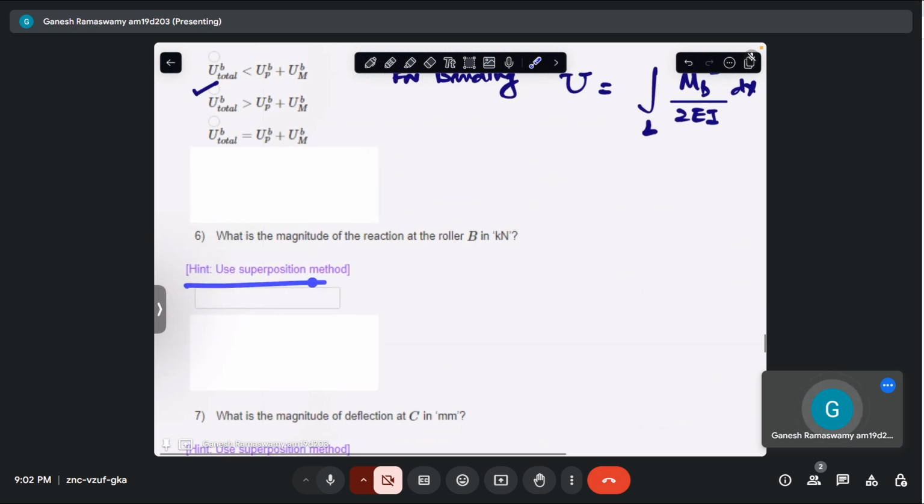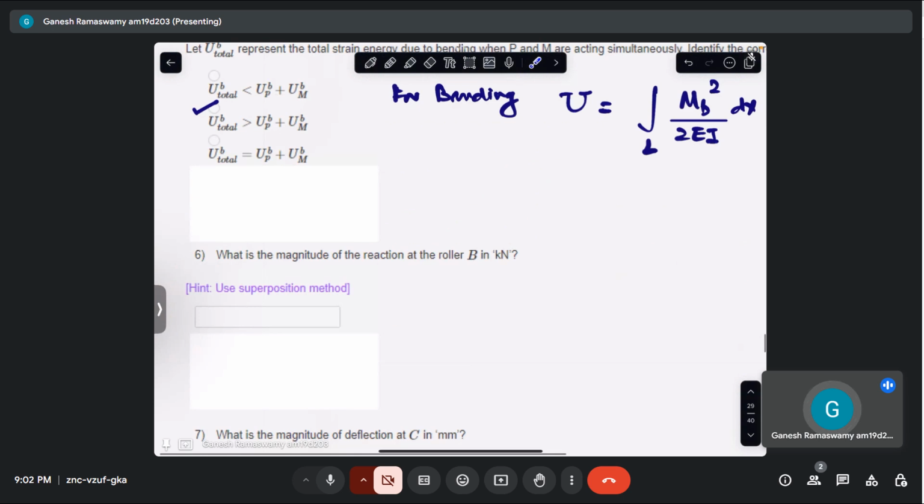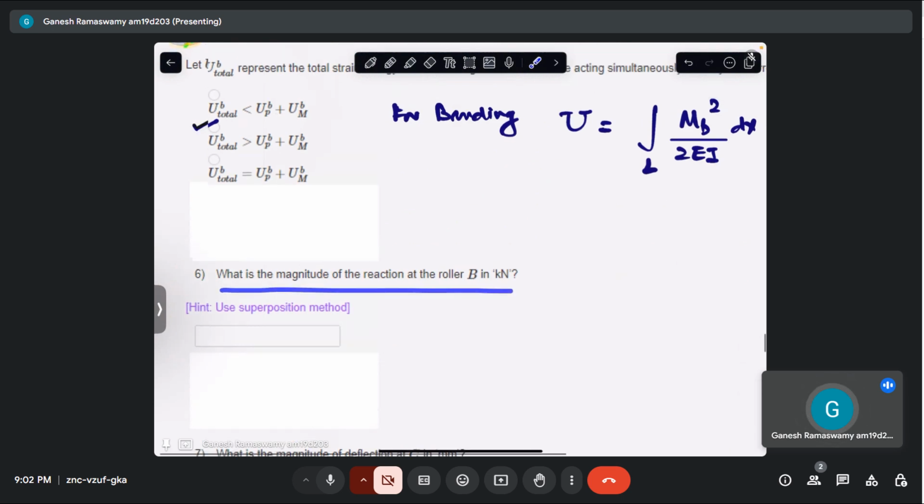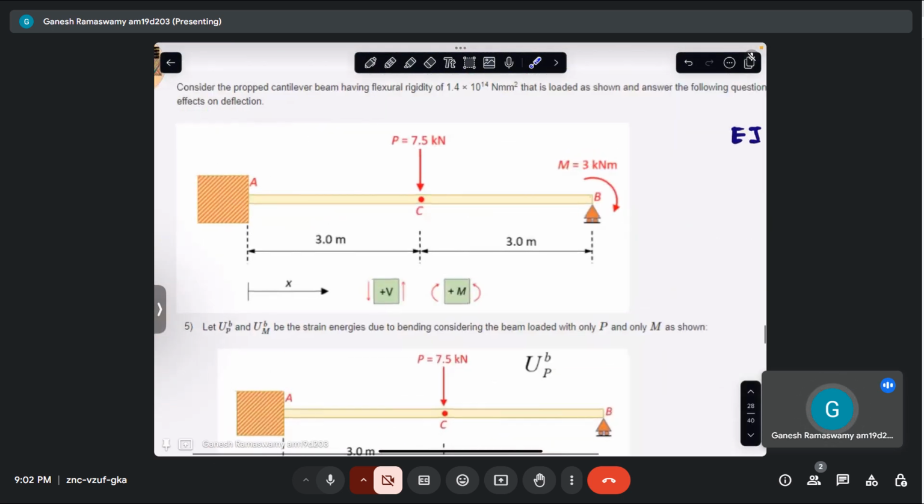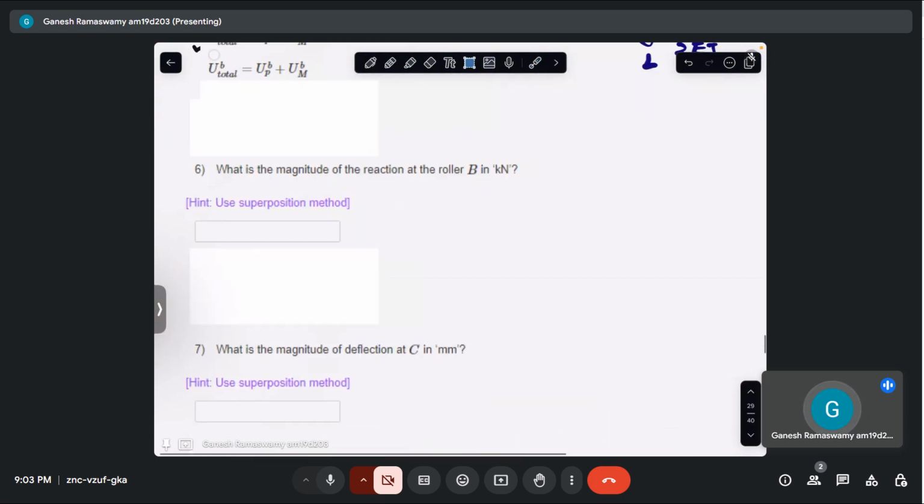The second question is asked to solve using the superposition method. But nonetheless, in the interest of clarity, we will at least look at this solution using the superposition method as well as the moment area method, so that it becomes clear. So this question is asking what is the magnitude of the reaction at the roller B. For this prop cantilever, which has this and this applied, we have a prop, so this will have some RB. The question asks to find this out using the superposition method. So let us try and look at how that is to be done.